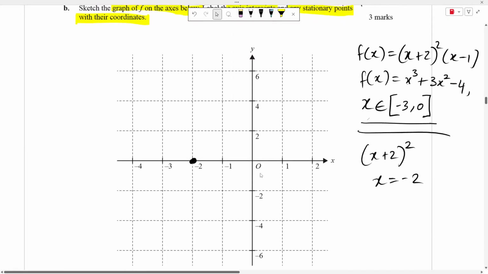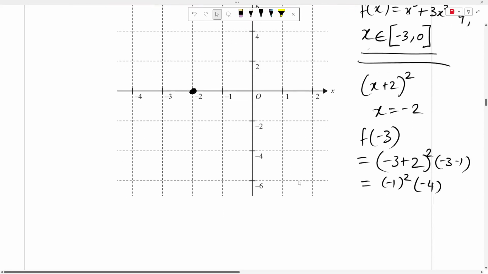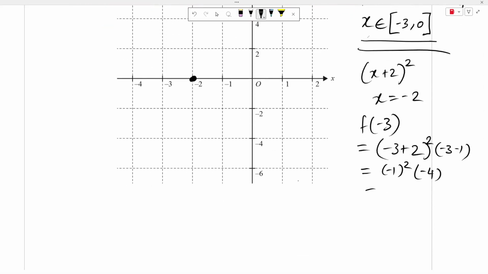Now the next thing I'm going to do is find my first endpoint. So I'm going to evaluate f of -3. If I put this into my factorized version, I'll get (-3 plus 2) whole squared multiplied by (-3 minus 1). Now -3 plus 2, that's just -1. Whole square that, and multiply by -4. -1 whole squared is just 1, so this is just -4. So (-3, -4), we're going to put that in.